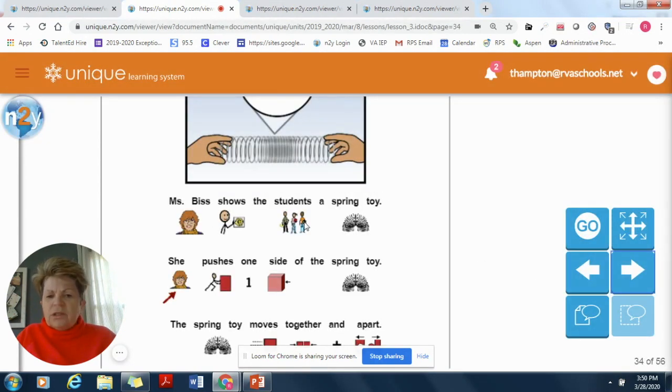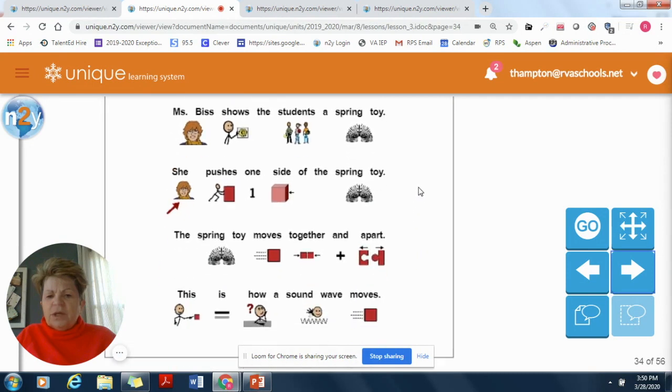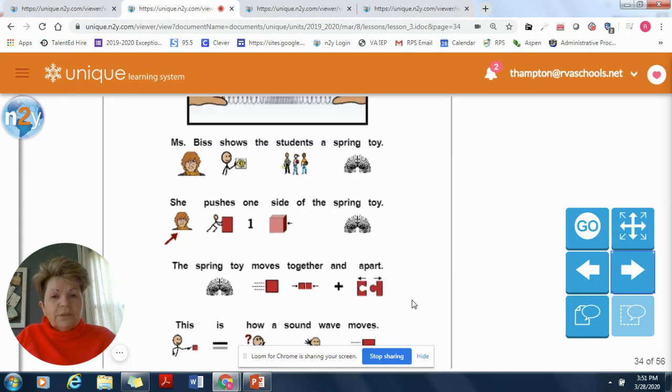Miss Bess shows the students a spring toy. She pushes one side of the spring toy. The spring toy moves together and apart. This is how a sound wave moves.